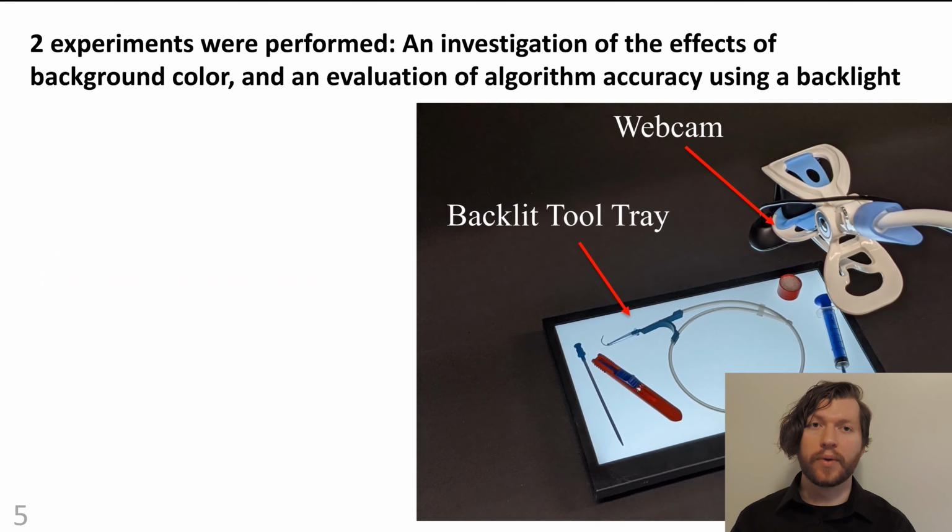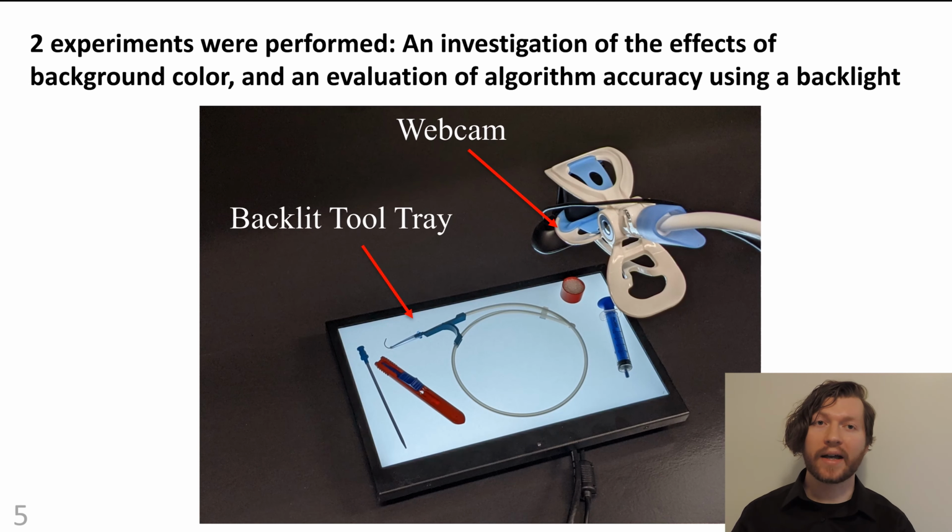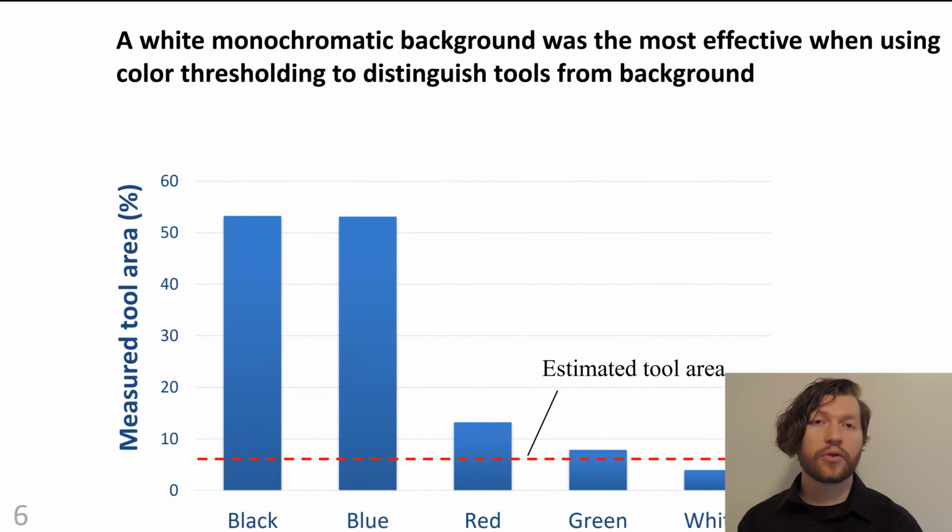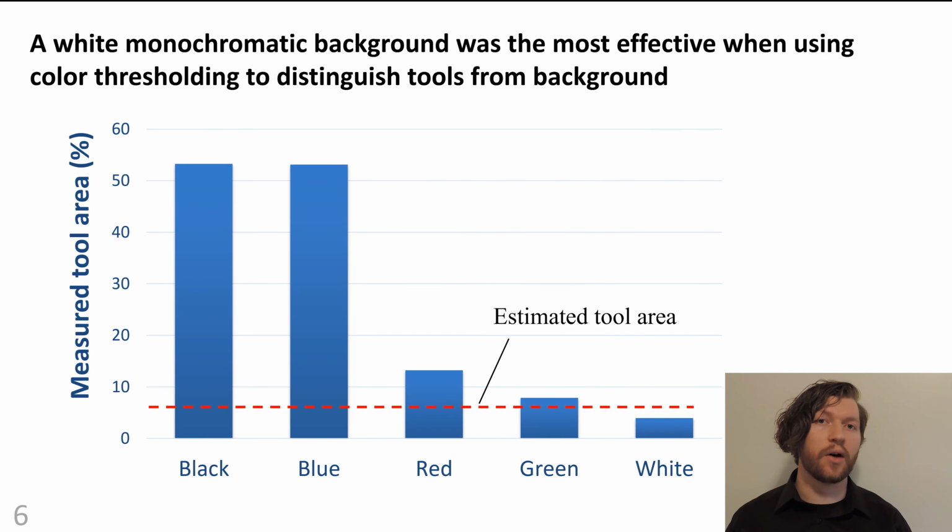In the second experiment, the tools were placed onto a backlit tray, which was used to eliminate errors from shadowing. The algorithm was tested to evaluate its ability to detect and identify individual tools when placed alone on the tray and when placed all together on the tray. It should be noted that due to the small size of the screen, the catheter was not used in this experiment. The results from the first experiment indicated that white was the best color to use for the background.